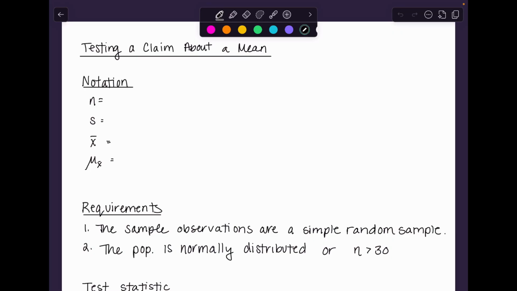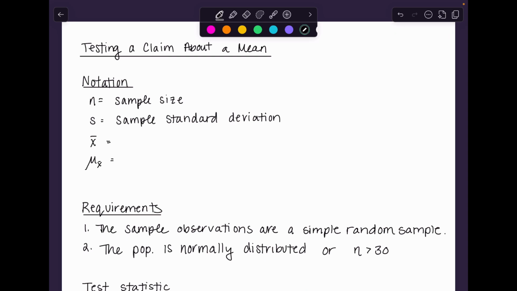So we're going to start out by going through the notation that we're going to be using, the requirements to use this particular type of hypothesis testing, and then the test statistic, and then we're just going to do a couple examples. So starting out with our notation, n is still representing the sample size, or however many trials you're doing. S is our sample standard deviation. So this is the standard deviation from the sample that you picked.